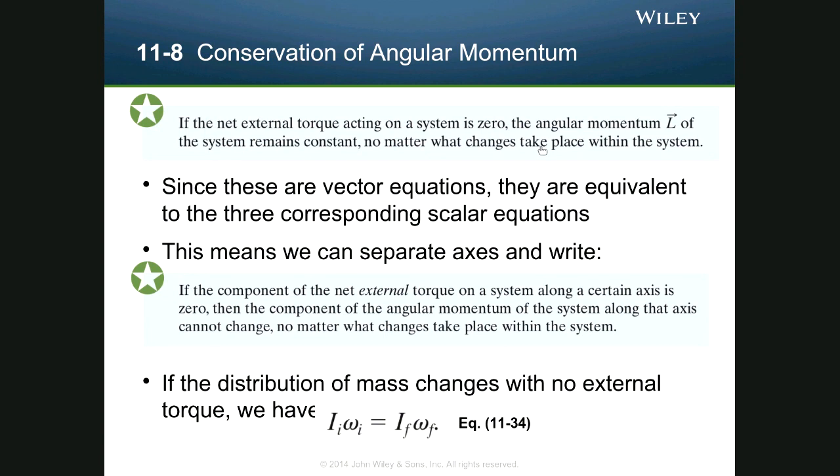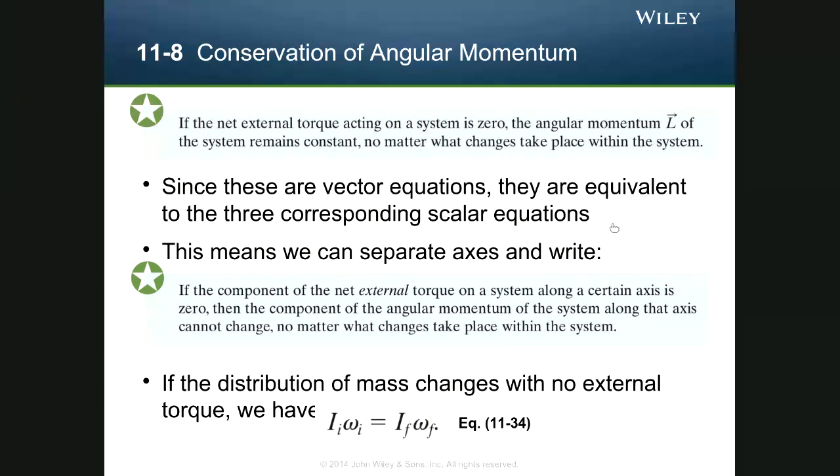Let's read that again, but make it look more like chapter 9. So if the net external force acting on a system is 0, the linear momentum of the system remains constant no matter what takes place within the system. I want you to notice those read the same, right? And we're using our analogs to make the same arguments in the same way.